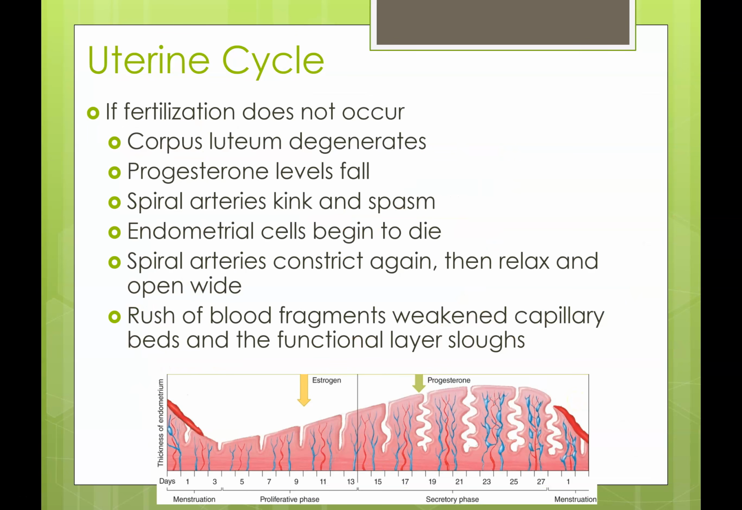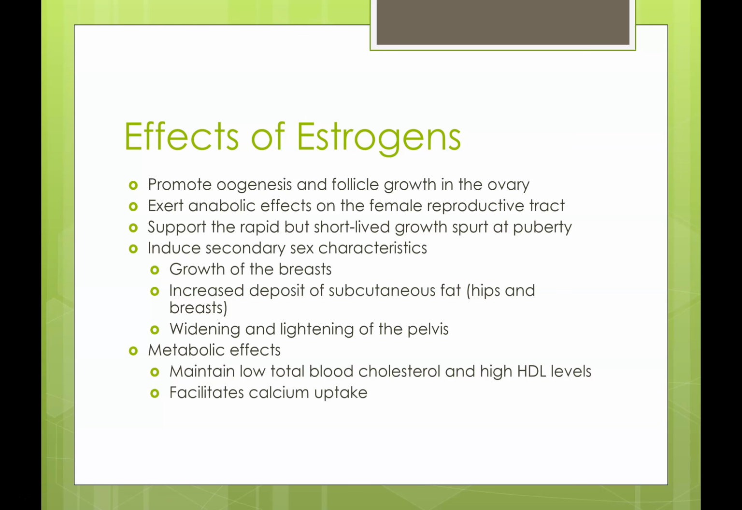So what happens if fertilization does not occur? Then we'll see that the corpus luteum is going to degenerate. We will have estrogen and progesterone levels fall. Our spiral arteries are going to kink and spasm and break and cause bleeding. And those endometrial cells will die and slough off. The spiral arteries are going to constrict again, then relax and open wide. We will have those blood fragments weakened and capillary beds, and the functional layer will slough.